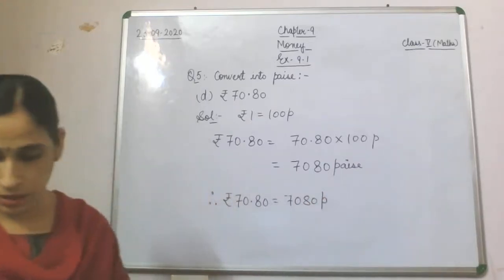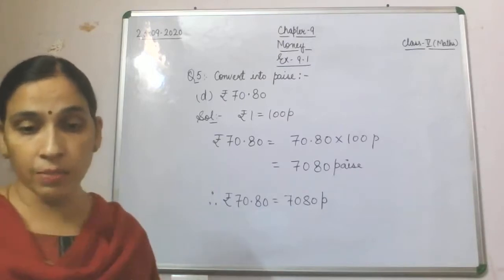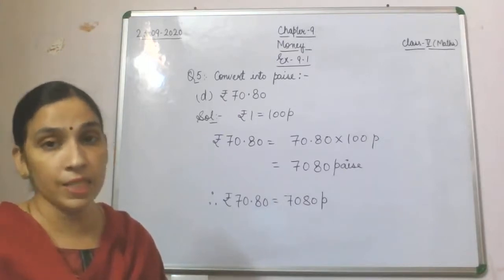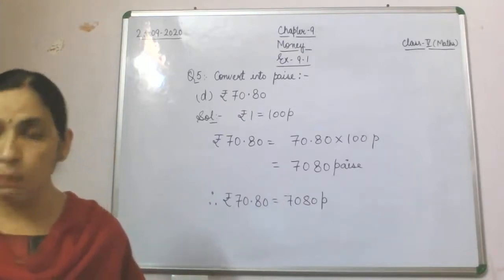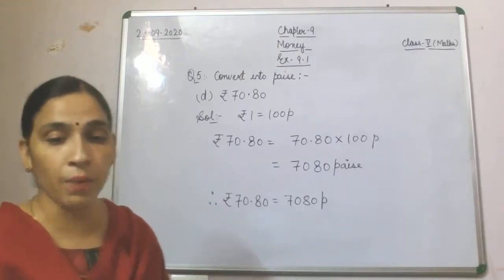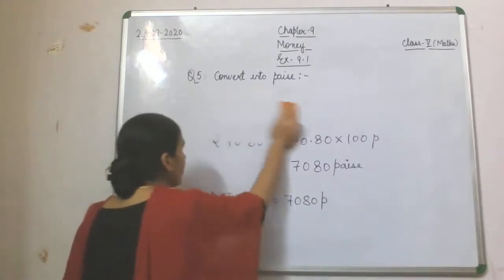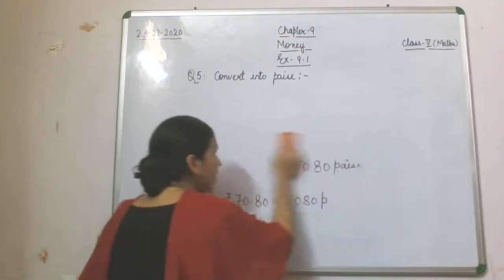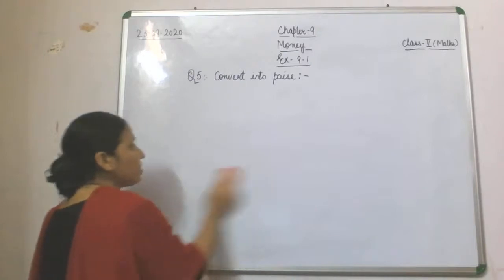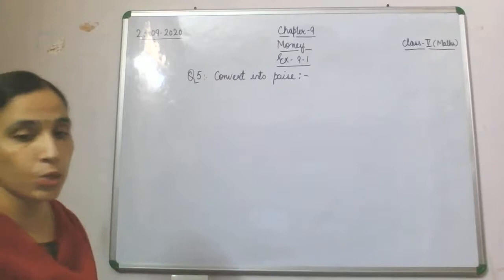Fine. Now next again we have a question which is in decimal form. After D, E part you will do it yourself, and now I am going to do F and G part, which are given in fraction form. So let's see how you will convert rupee which is given in fraction form into paisa.